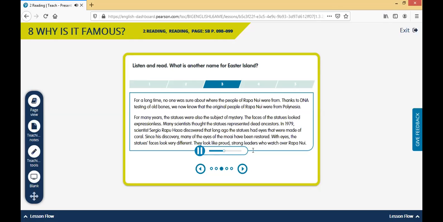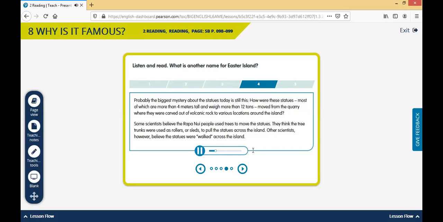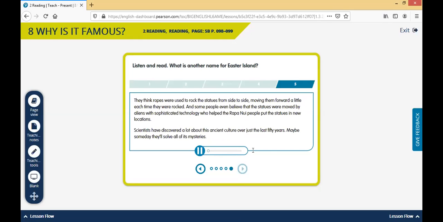The statues had eyes made of coral, the discovery. With eyes, this face is different. They look like proud rogers. More than 4 months and 12 times, moving rock around the island. Some still leave Rui people use stitches. The statues were walked across the island. They were statues find several new statues in nation. Discovered about the angler elders.